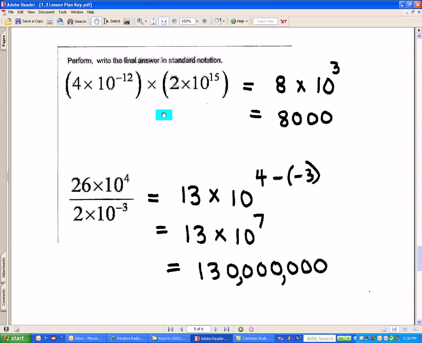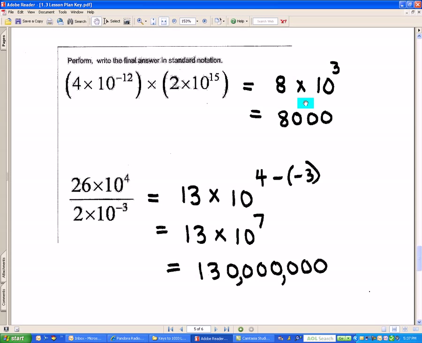Okay, perform the following operations and write the answer in scientific notation. 4 times 10 to the negative 12th multiplied by 2 times 10 to the 15th. Pretty simple to do if you kind of break it up into parts. The 4 times 2 gives me the 8. 10 to the negative 12th times 10 to the 15th. We leave the base of 10 alone. Remember, when you're multiplying, you add exponents. Negative 12 plus 15 is 3. So as my answer, I have 8 times 10 to the third.